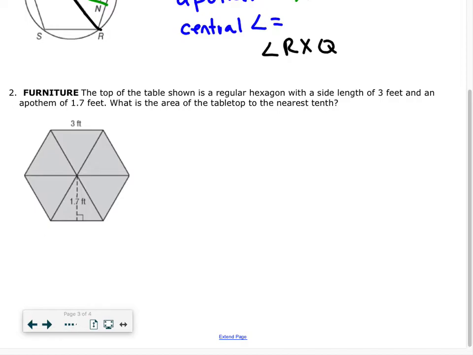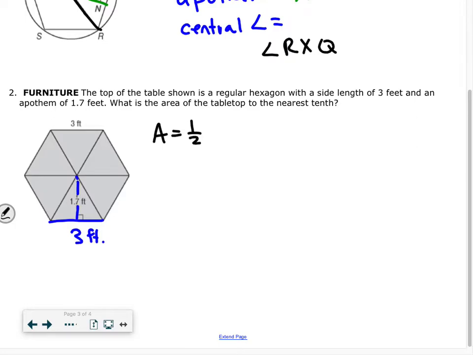So here we have the top of a table. It's a regular hexagon, so we know all sides are the same. Each side length is 3. So we have this side is 3 feet, and the apothem, which is drawn in here, is 1.7 feet. What is the area to the nearest tenth? So it's important that we label our information.